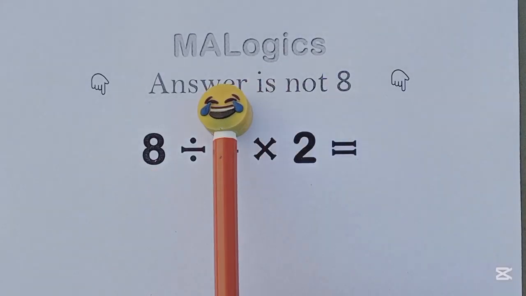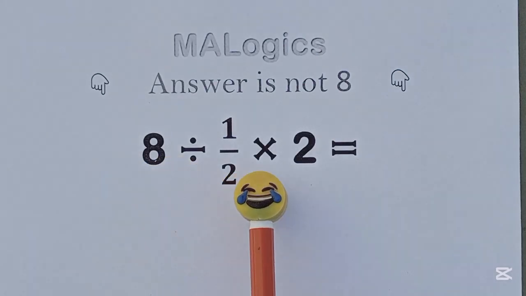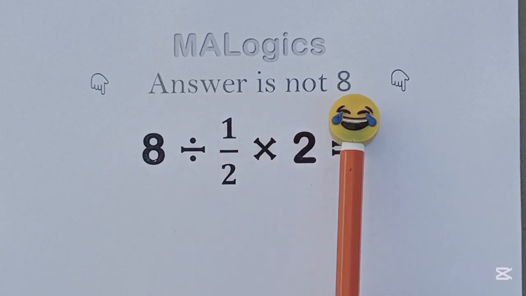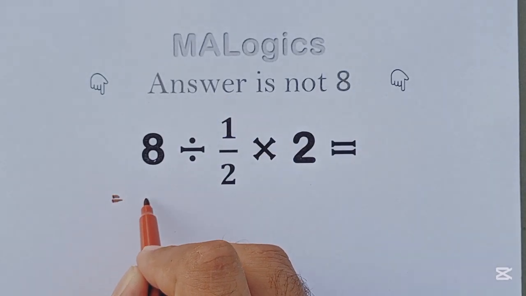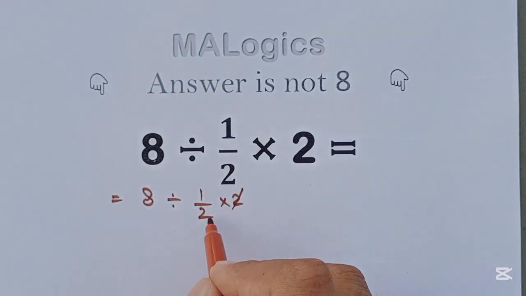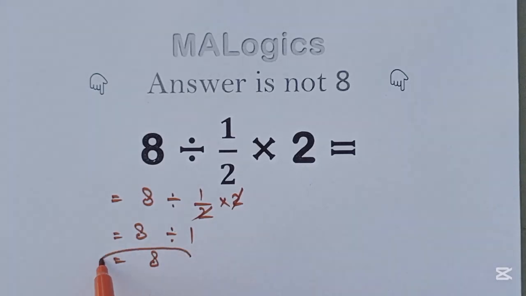Today we have this math operation in which 8 divided by 1/2 times 2. But remember, its answer is not 8, okay? Let's do it as people think its solution. They first cancel out these two with each other, and they are left with 8 divided by 1, and their answer will be 8. But this answer is wrong because they move against math rules.